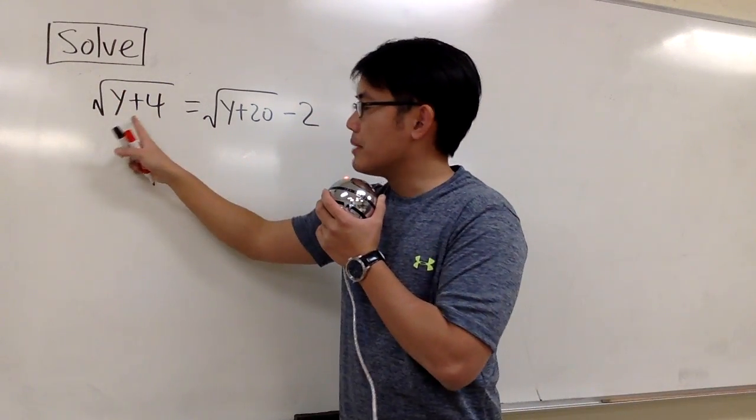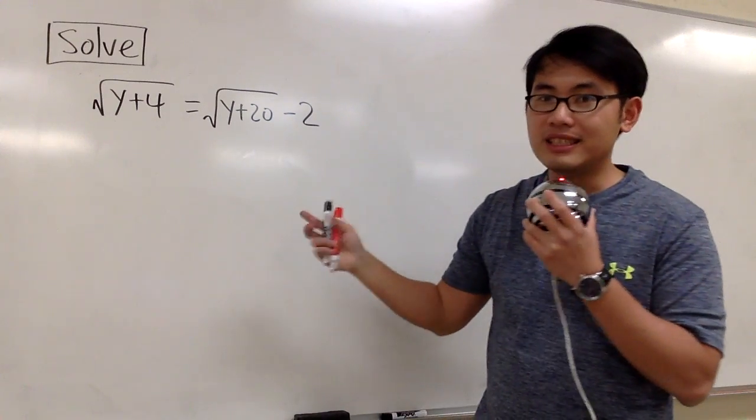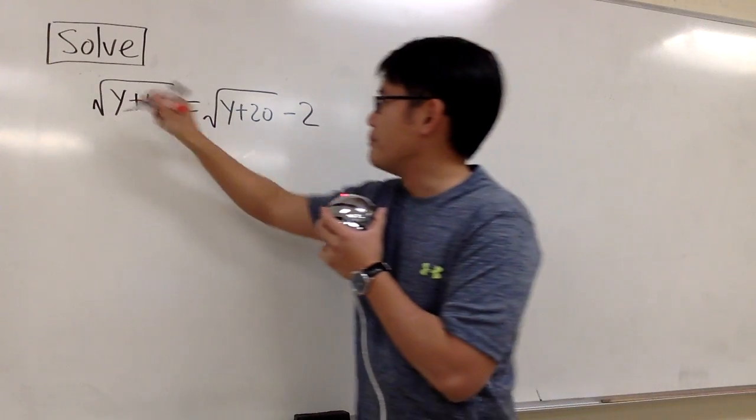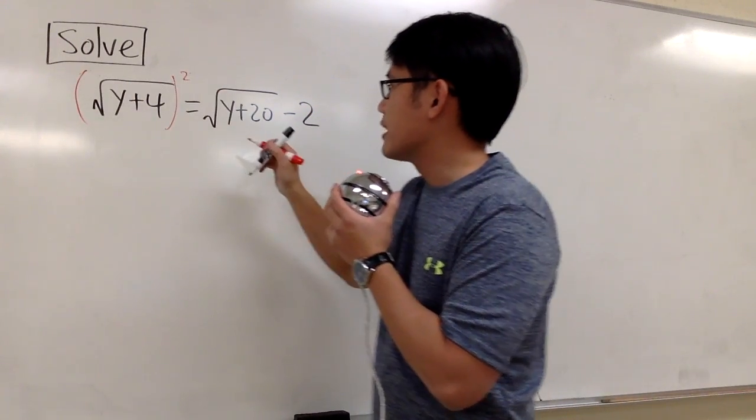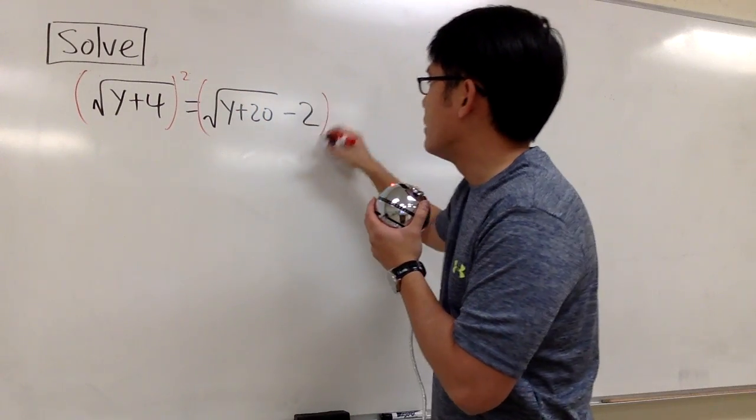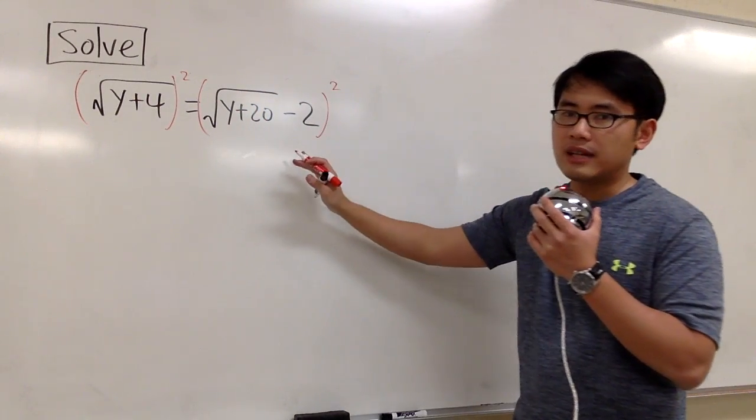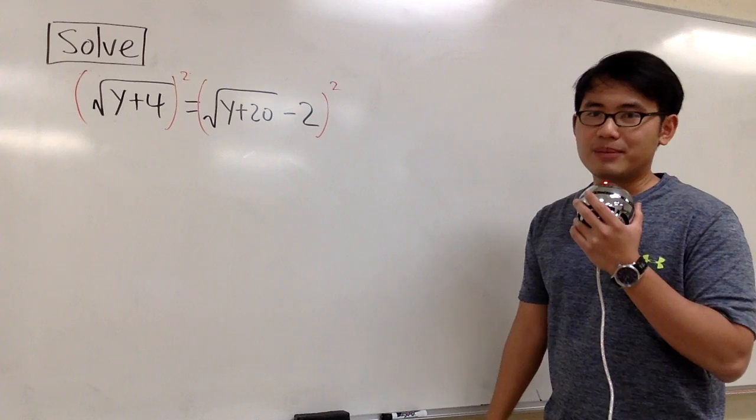The strategy is we will isolate one of the square roots and then square both sides. Here, the square root of y plus 4 is already isolated for us, so we can just go ahead and put this in the parentheses and then raise to a second power. Likewise, we do the same on the right hand side. Put that in the parentheses entirely and then raise to a second power.